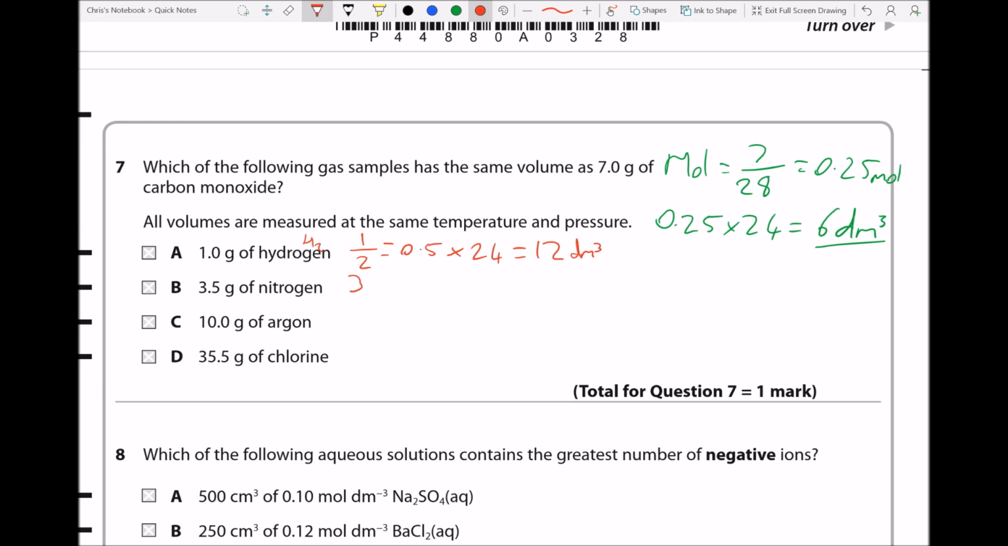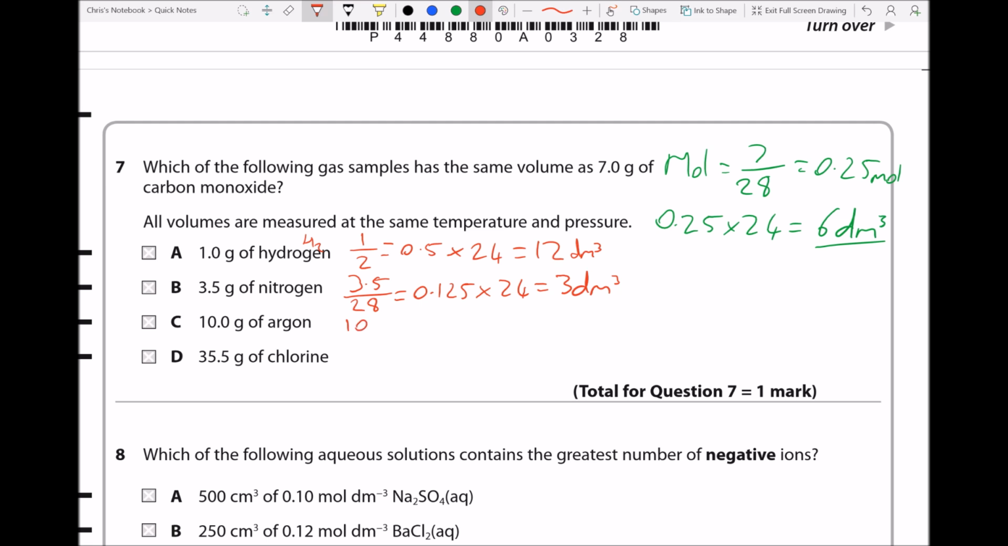Okay, this one is 3.5 divided by the atomic mass of nitrogen. Remember, it's N2, so that's going to be 14 times 2, which is going to be 28. So 3.5 divided by 28 is 0.125. Okay, multiply that by 24. That's the volume of the gas. And that's going to give us 3 decimeters cubed. Again, it doesn't match the number that we've got here, so we keep going.